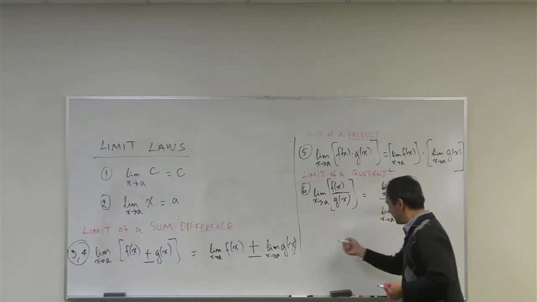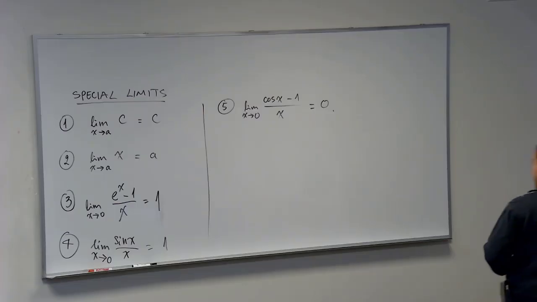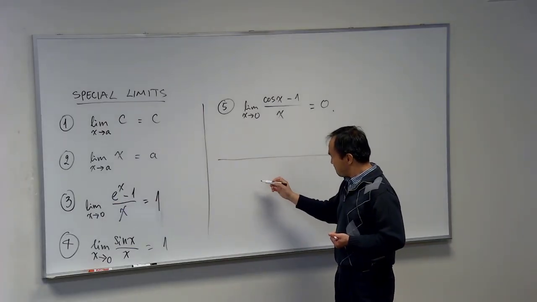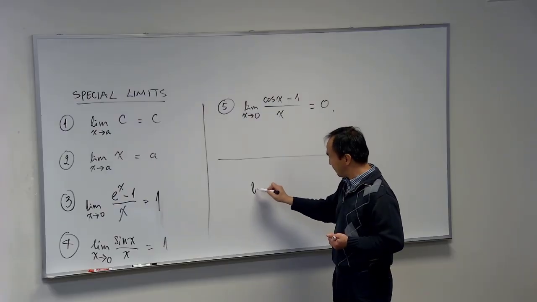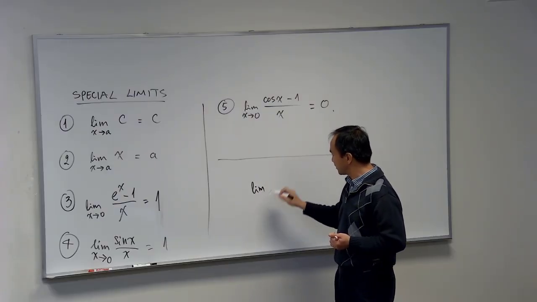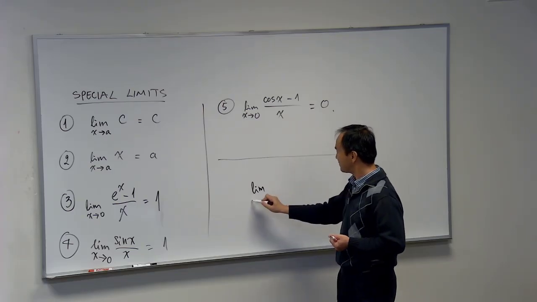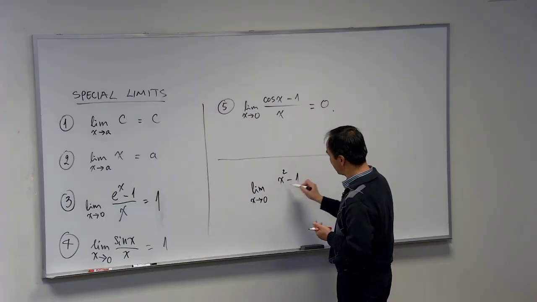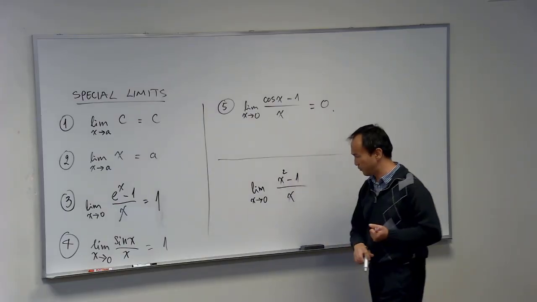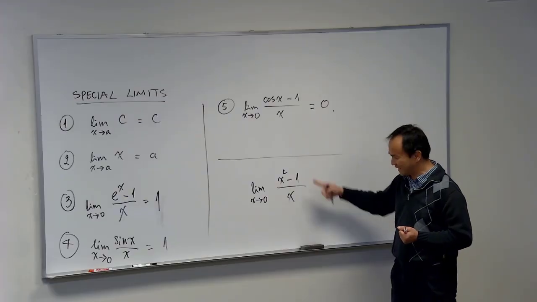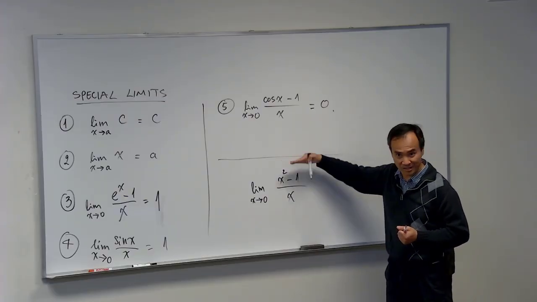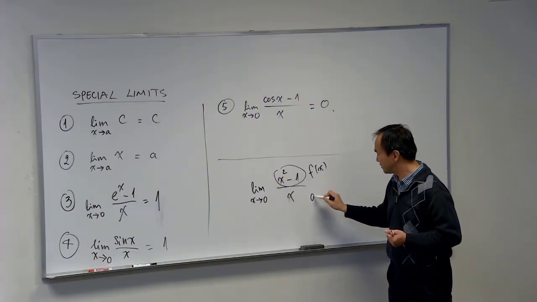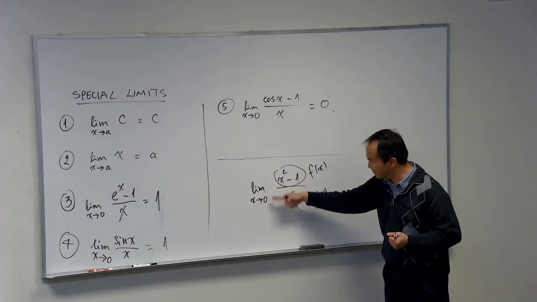Think about it this way. It's still a little too advanced, but if we're looking at limit law number 6, let's say x goes to 0 of x squared minus 1 over x, for example. A function like this is a quotient. It has some f right here and some g right here. So obviously, right now we're taking the limit of a quotient.